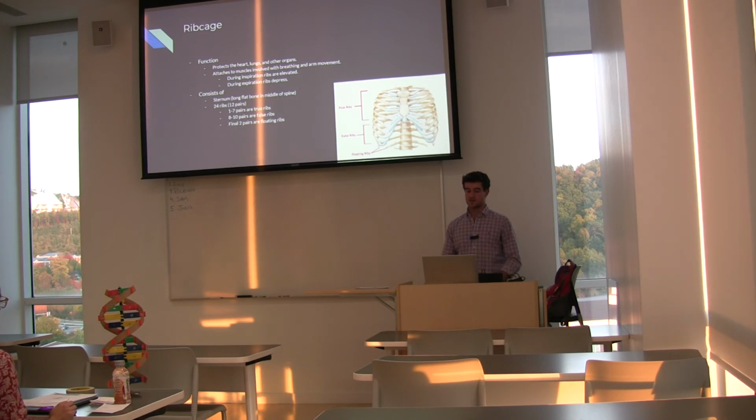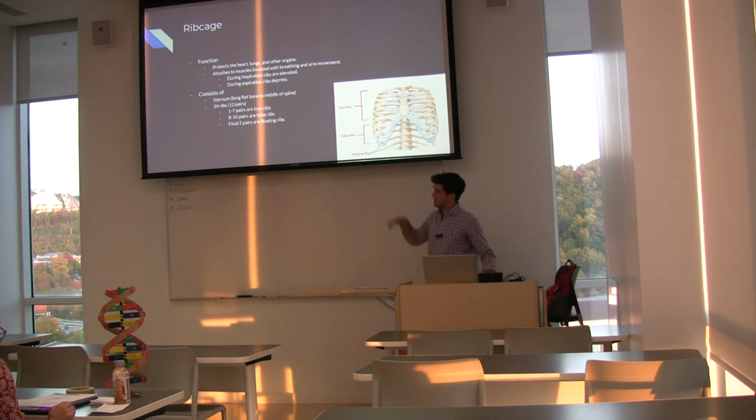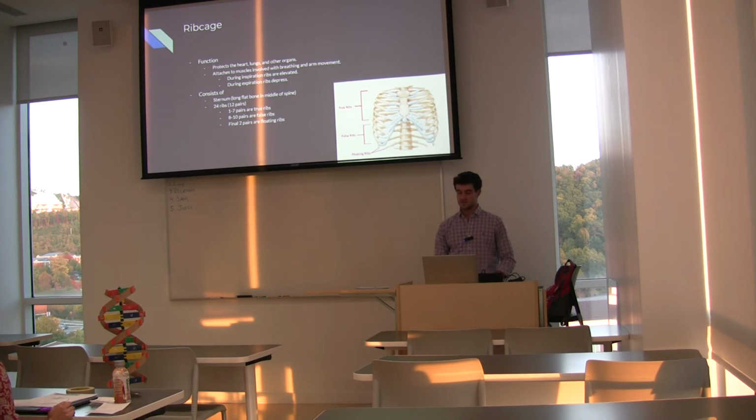And the ribs consist of the sternum, which is the middle bone right there that you can all feel, and then 24 ribs, 12 different pairs. The first 7 pairs are true ribs. The 8 to 10 pairs are false ribs, and then you also have 2 pairs of floating ribs down there that we can sometimes forget about, but they're there.